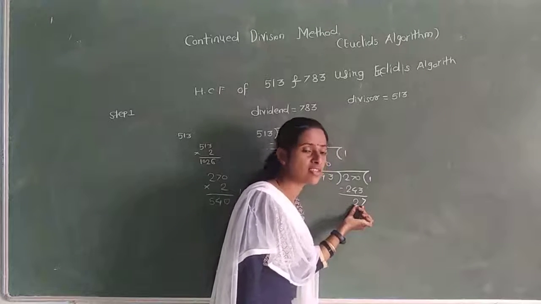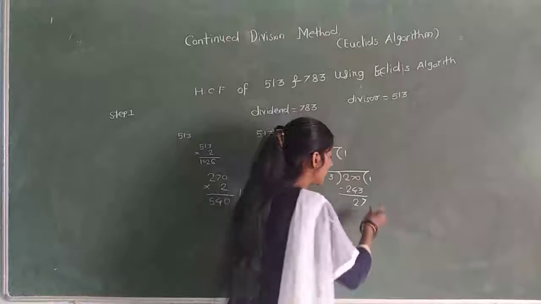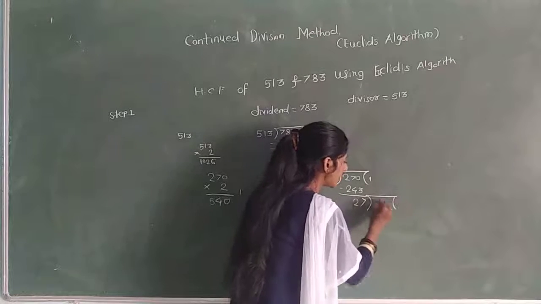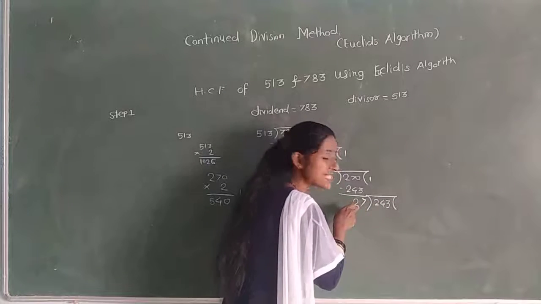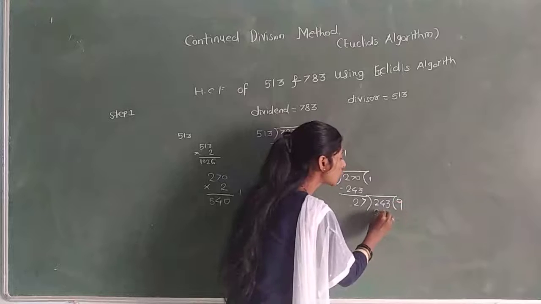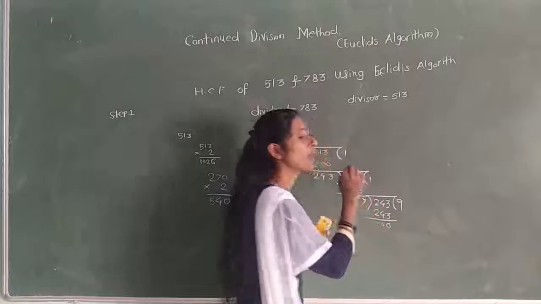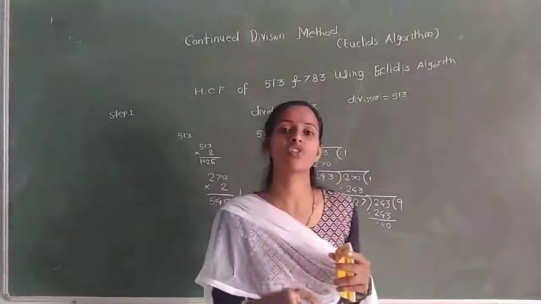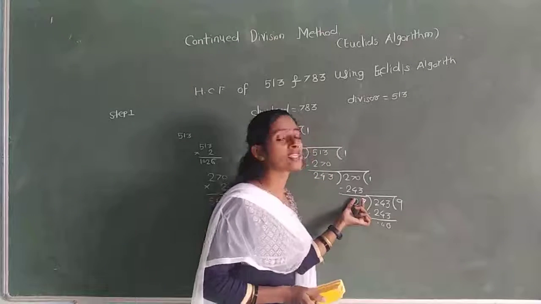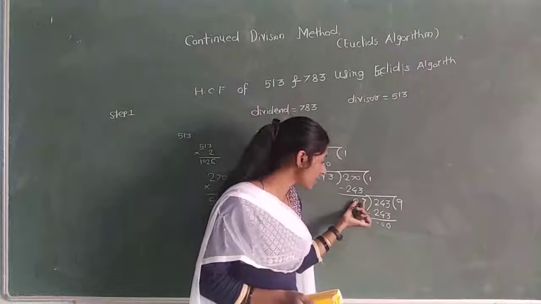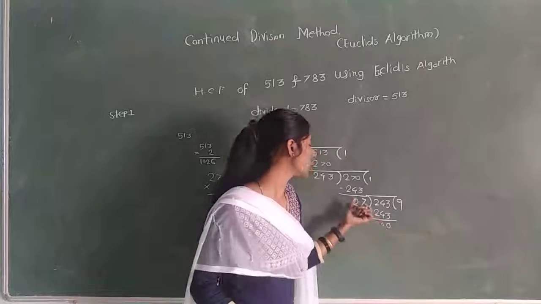The next divisor is 27 and the next dividend is 243. We know that 27 nines are 243. Now subtract: 0, 0, 0. The last step: the remainder is 0 when the divisor is 27. Therefore, the HCF of the given numbers is 27.